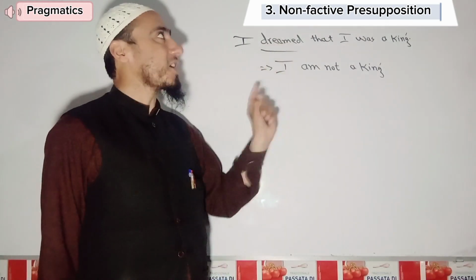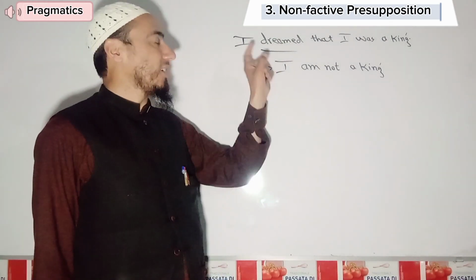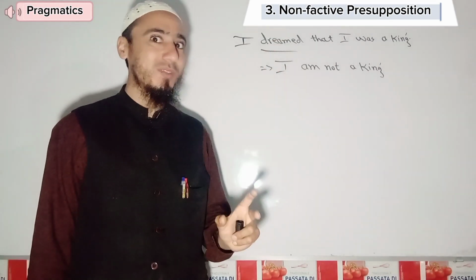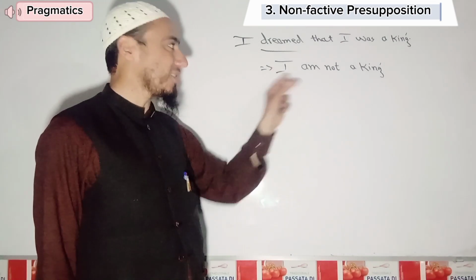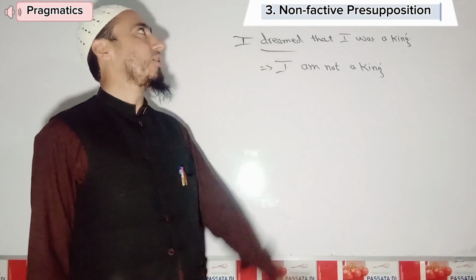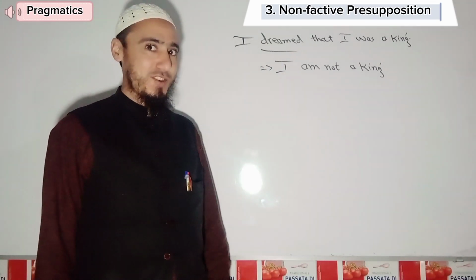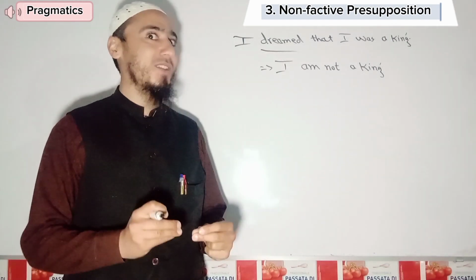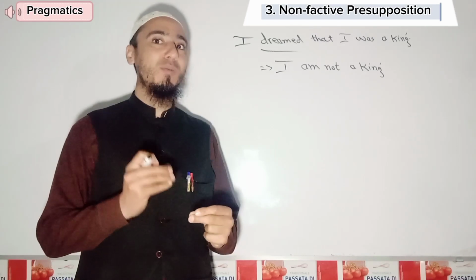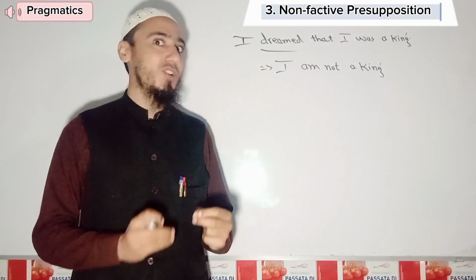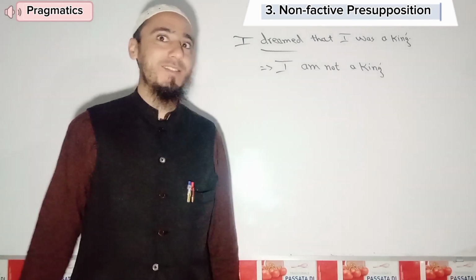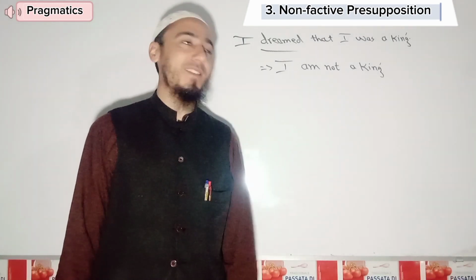So the word dream indicates that this is not fact. This is not true. This is not reality. So this is one example of non-factive presupposition. Non-factive presupposition is an assumption that something is not true due to the presence of certain verbs, due to the presence and the construction of certain verbs in a sentence or in many sentences.